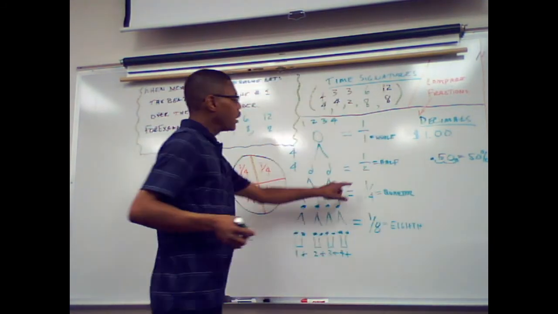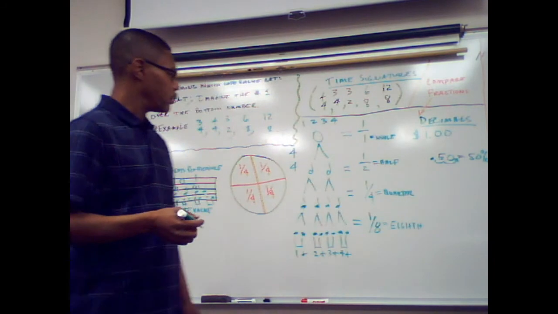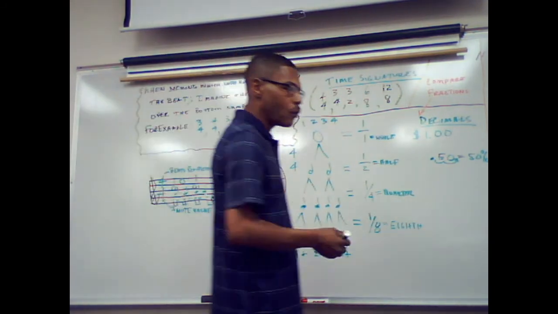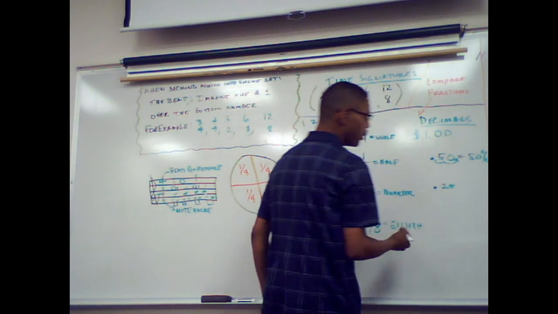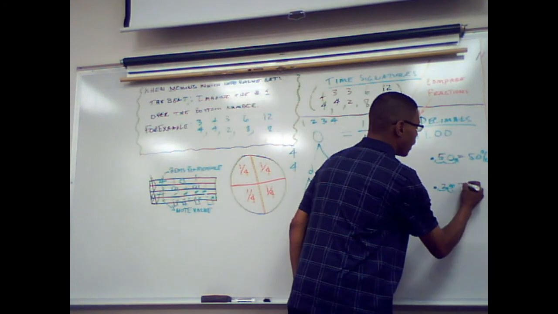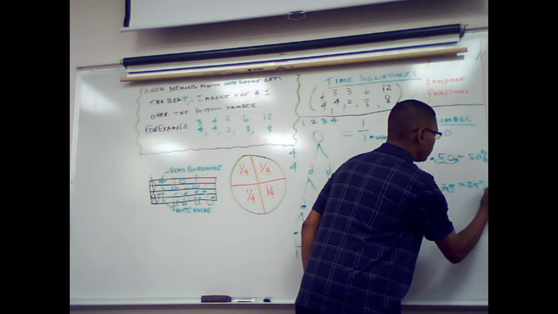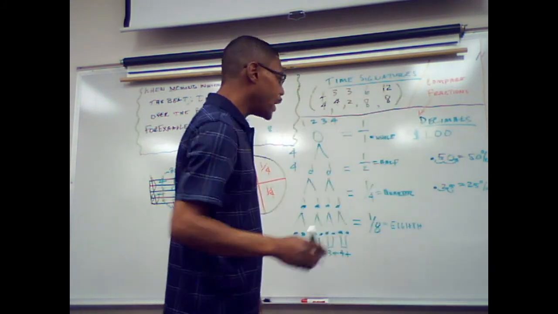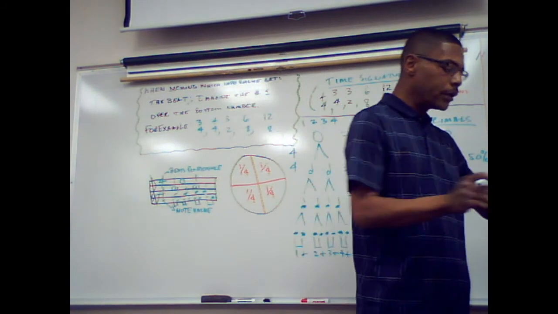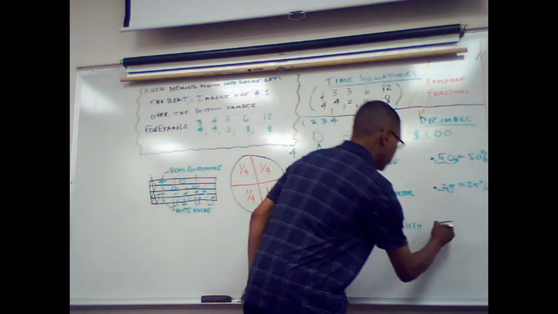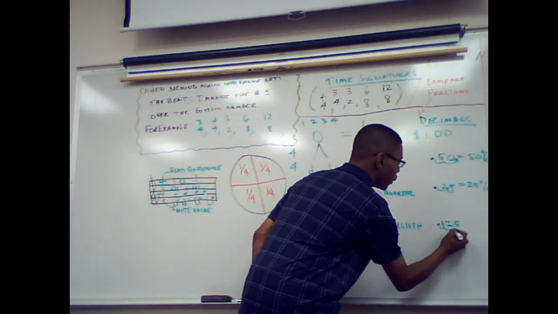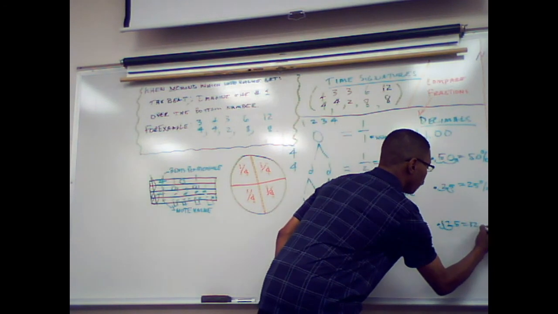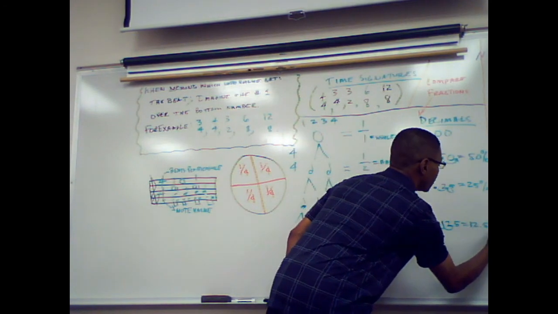So here, 1/4, what we're going to do? We're going to divide 1 by 4. 1 divided by 4 is 0.25, or 25%. And then 1/8 is 0.125, or 12.5%.